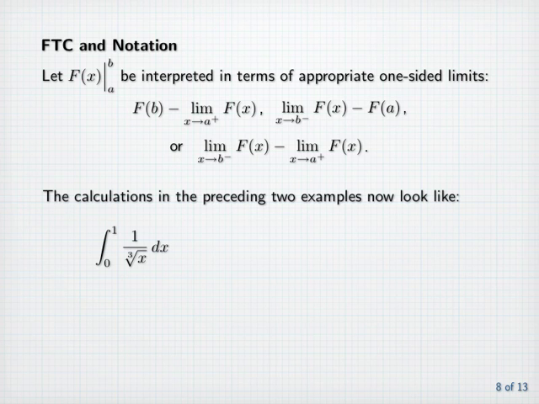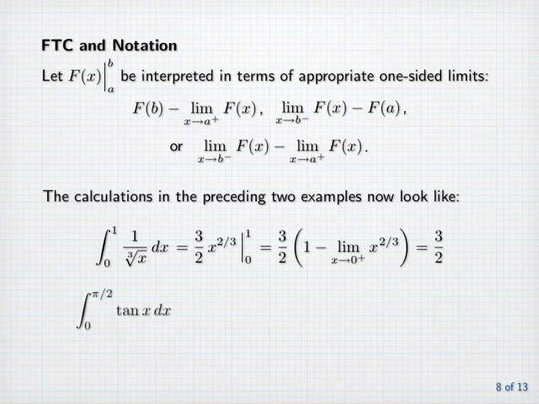The integral from 0 to 1 of 1 over the cube root of x dx is equal to 3/2 times x to the 2/3 evaluated from 0 to 1, where since the integrand is unbounded near the left endpoint 0, we interpret this as 3/2 times 1 minus the limit as x approaches 0 from the right of x to the 2/3. That limit is 0, and so we end up with 3/2.